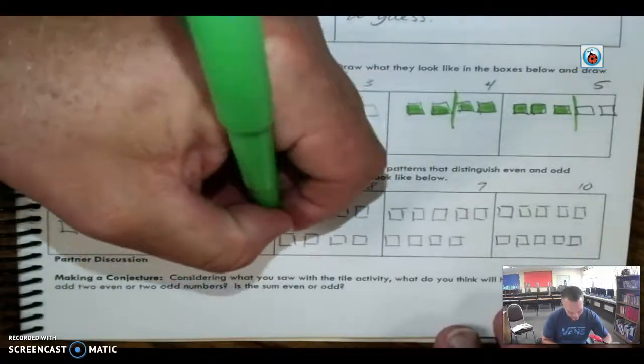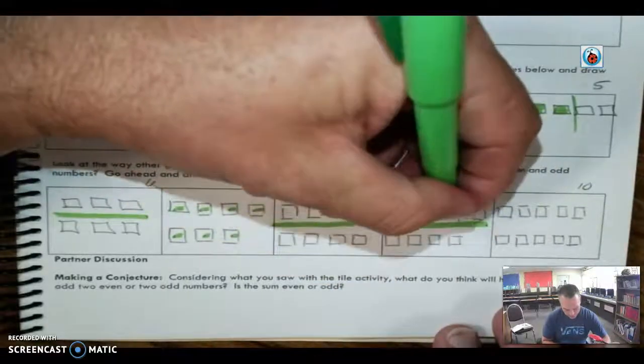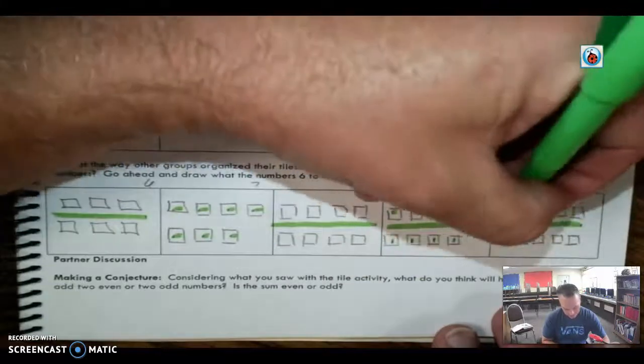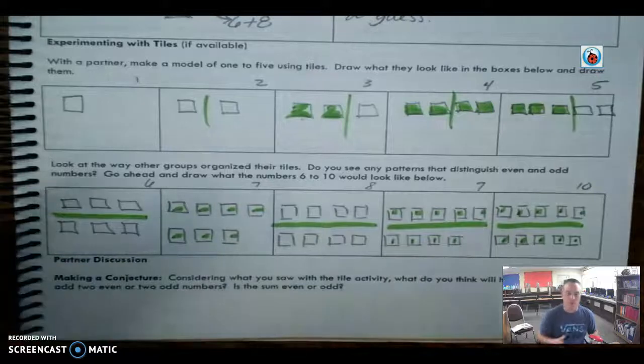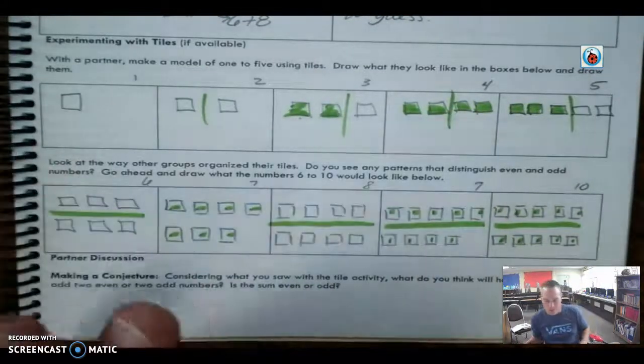Of course, 8 can be split into 2 groups of 4. 9 has 1, 2, 3, 4, 5, and 1, 2, 3, 4. And then 10 has 1, 2, 3, 4, 5, and 1, 2, 3, 4, 5. So we're just showing you that we can split even numbers evenly, and that odd numbers cannot be split evenly. That's the whole point behind that.